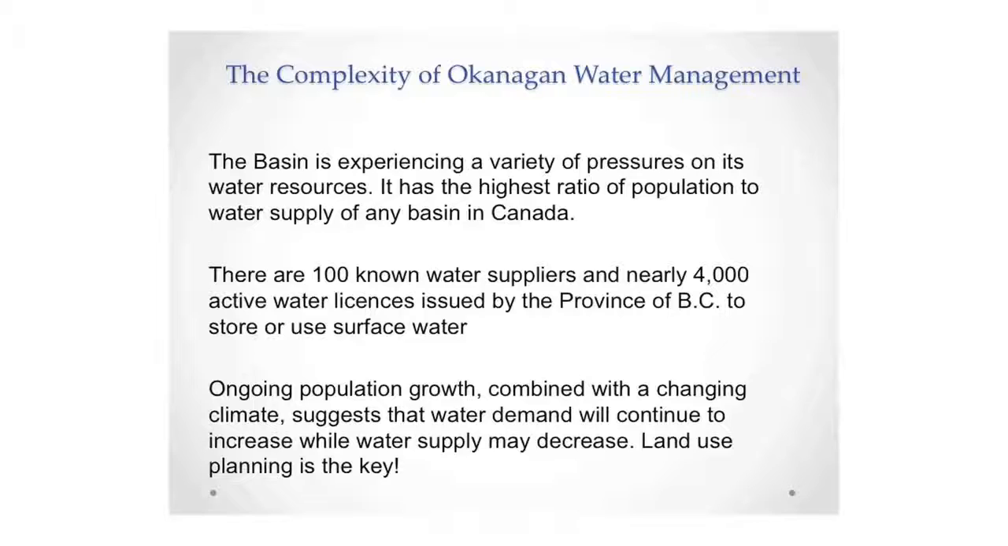And then compounding that is this myriad of water suppliers, over 100 of them, I think, in the basin, and 4,000 active water licenses issued by the province. So it's not a single entity that's managed by one overseer. And in fact, it's this situation that probably led to the Okanagan Basin Water Board being formed and trying to somehow coordinate all of these different groups.